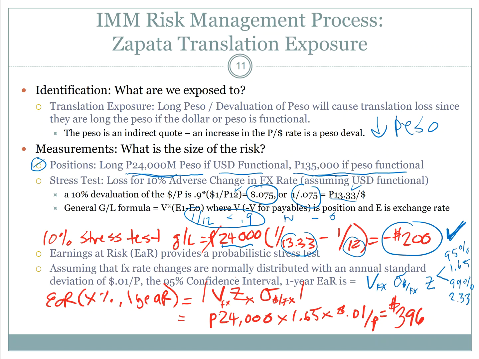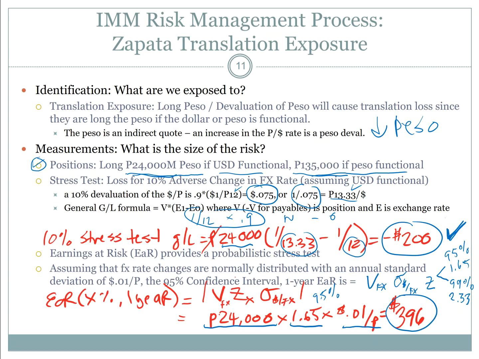So let's go ahead and calculate it, and we'll talk about what that means. I take my V, say 24,000 pesos, that's my net position to be revalued, times my standard deviation, and say the standard deviation is 1 penny per peso. Then I multiply times 1.65, which is the 95% confidence interval normal distribution change in a variable. And I get a number of $396.